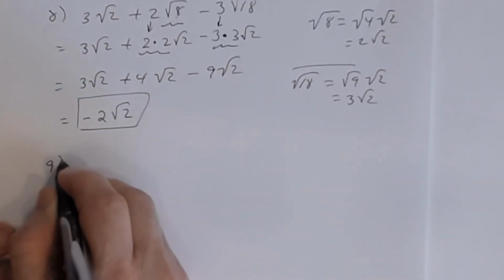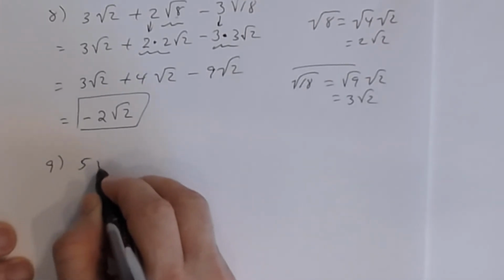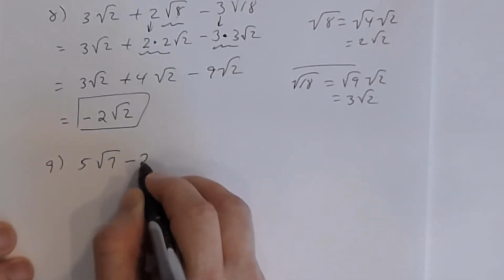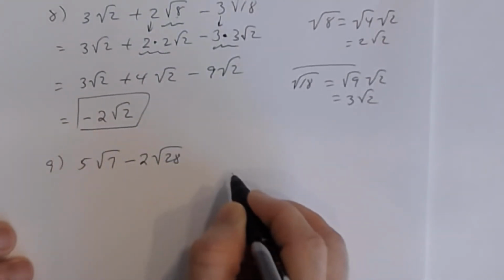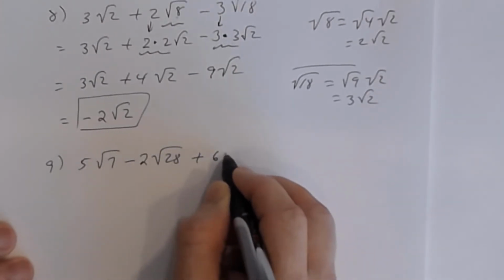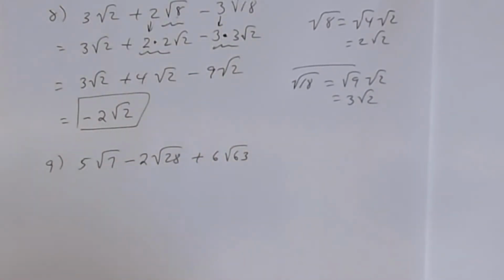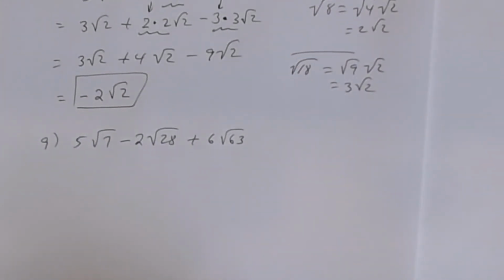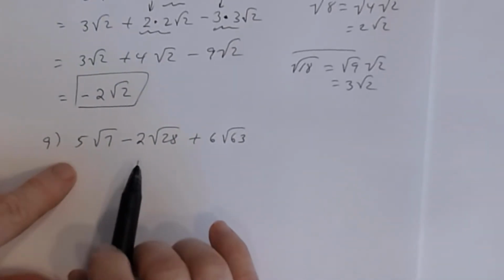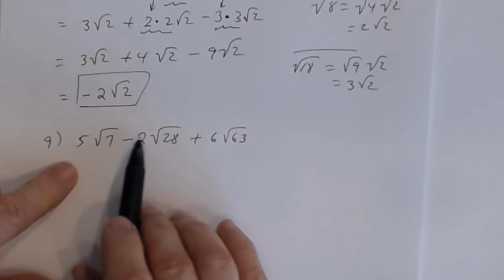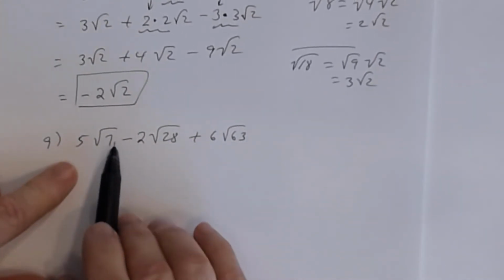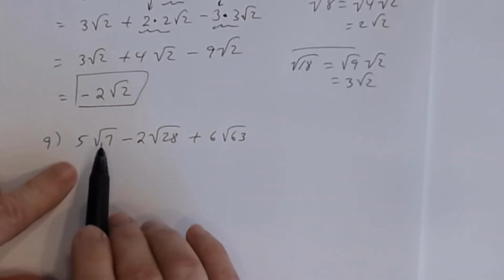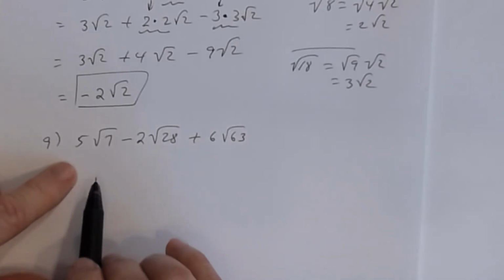Number 9, we have 5 square root of 7 minus 2 square root of 28 plus 6 square root of 63. So again, we have three terms, and you want to simplify all of these if you can. I cannot simplify the square root of 7 because the only perfect square that goes into 7 is 1.